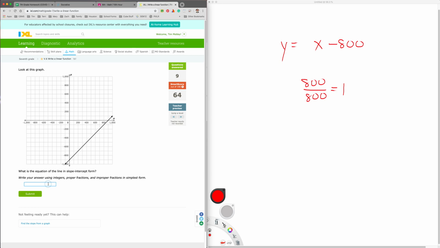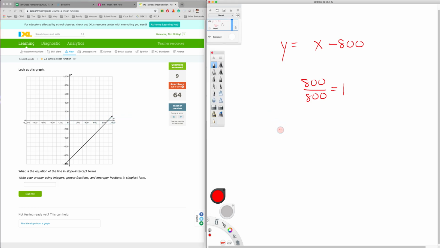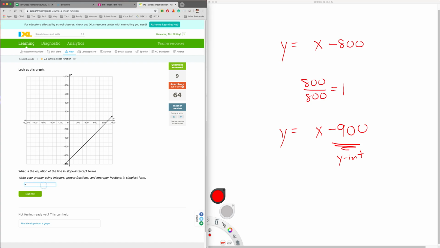This one looks viciously similar, only it hits at negative 900. And then we go up 900 over 900. So this one's going to be y equals x minus 900. It hits the y-axis at negative 900. So there's my y-intercept. And my steepness is up 900 over 900. So my steepness is 1. 900 divided by 900 is 1. So y equals x minus 900.